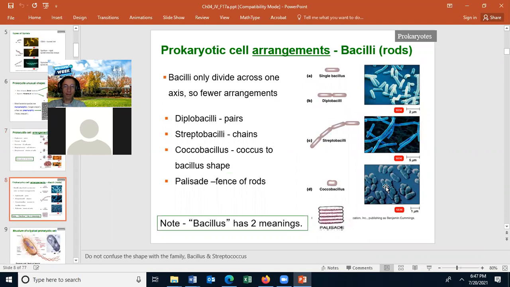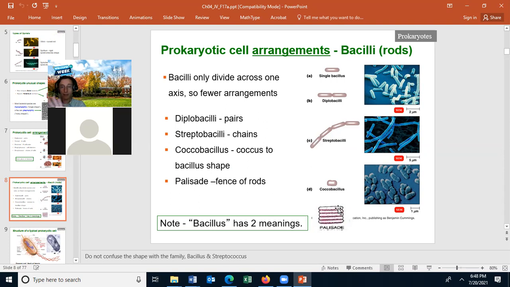The bacilli can also be in cellular growth arrangements, but they have fewer arrangements. You can get a singlet or a single bacillus. You can get a diplobacilli. You can get streptobacilli, and this looks sort of like a sausage link. You can also get streptobacilli where the cells are not attached on the long end, they're attached on the short end. And this we call a palisade.